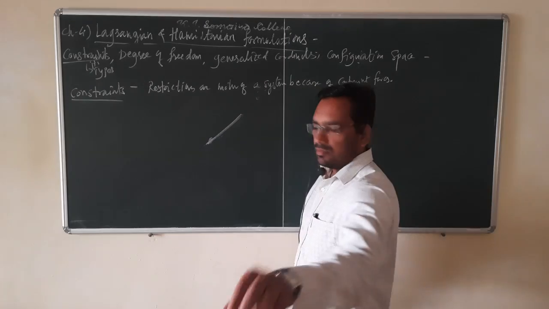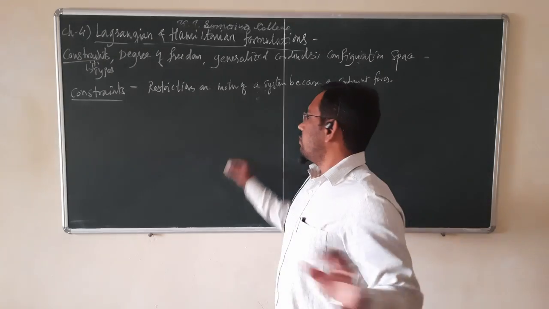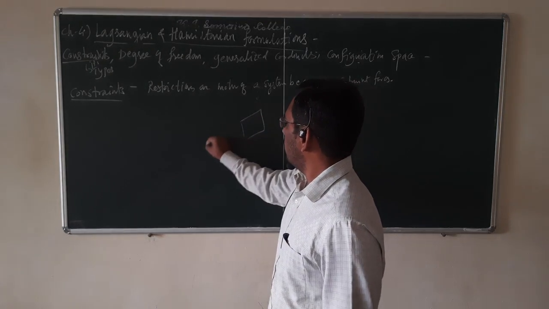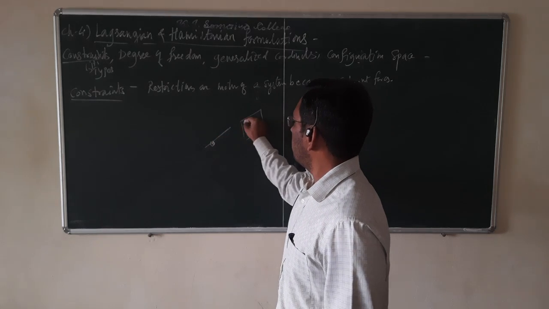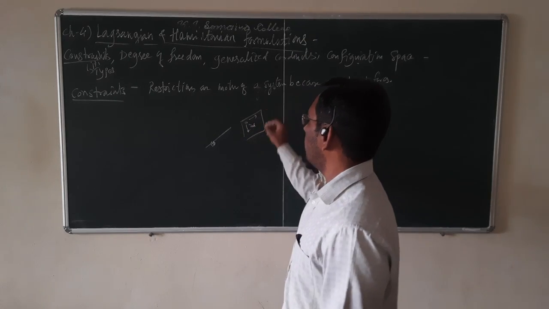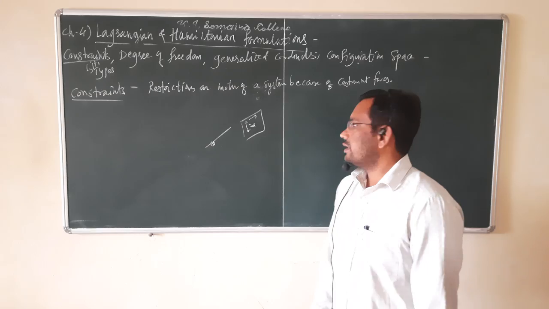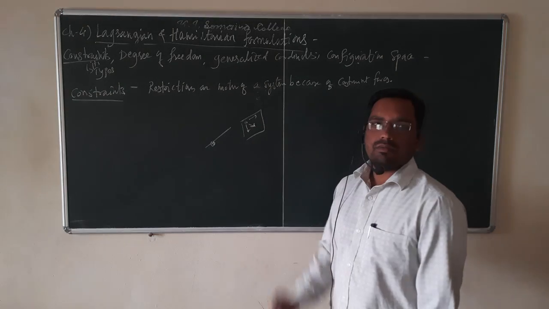Now if the particle is moving in two dimensions, here we have shown one dimensional, now two dimensional. Suppose that particle is moving on this board here and there, then what is the restriction on this particle? That it cannot leave that board.